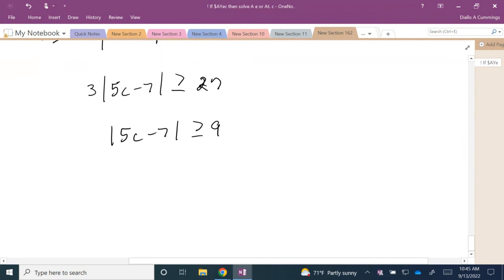Now we're going to apply the formula. So here I'm going to drop the absolute value: 5c minus 7. I'm going to reverse the inequality, is less than or equal to, and I'm going to change the sign for 9. Or 5c minus 7, I'm going to draw my absolute value bars, keep my inequality, and keep my sign for 9 the same.